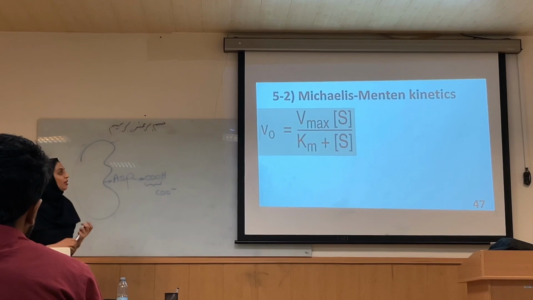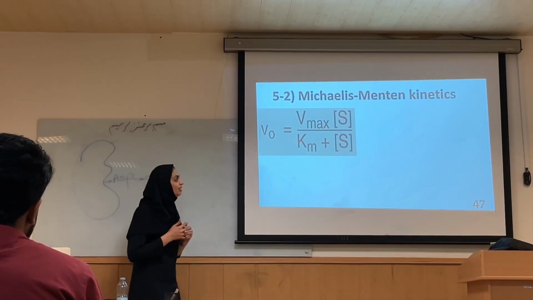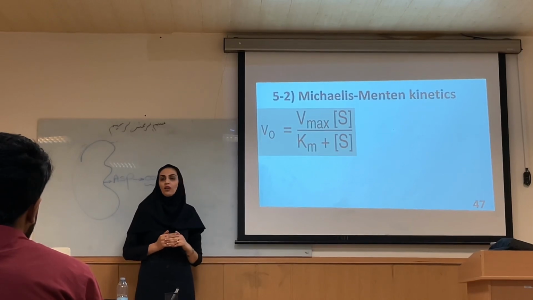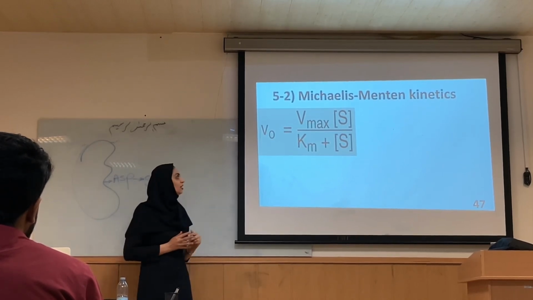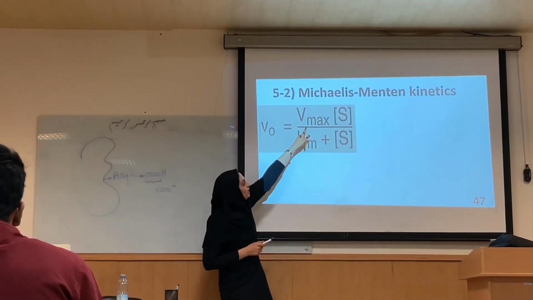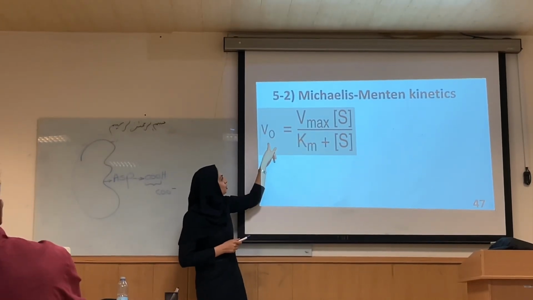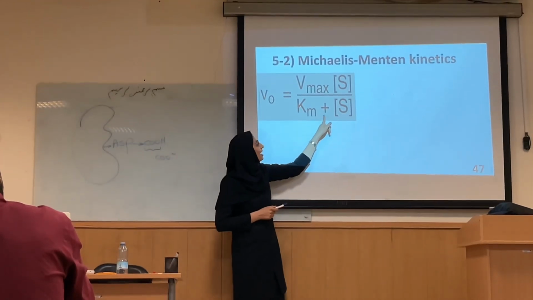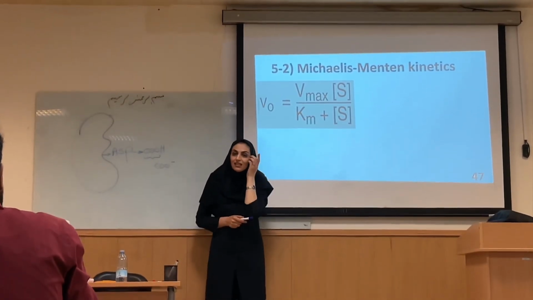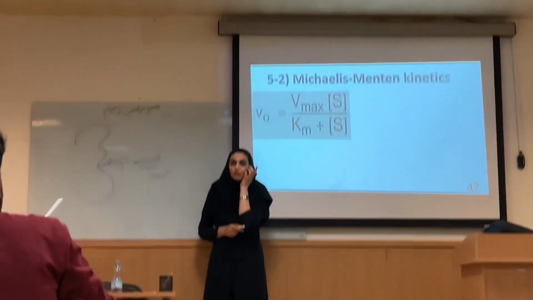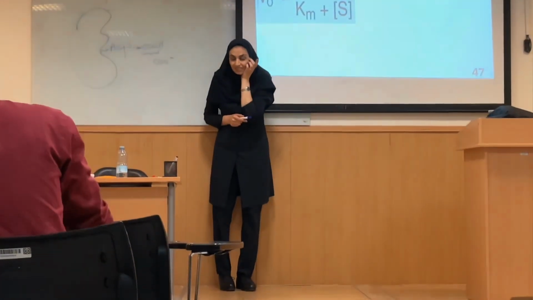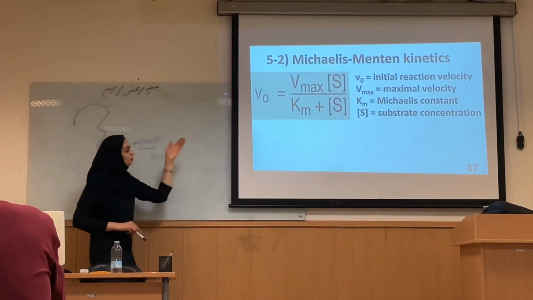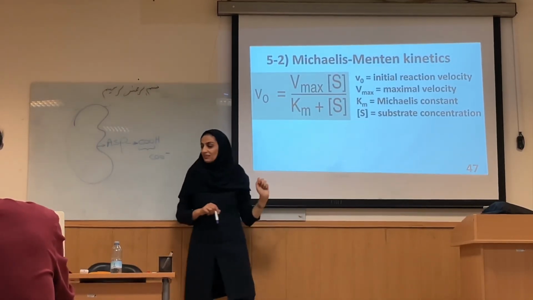Guys, you should memorize this formula for your final exam. Okay? This is the maximum velocity, Vmax. This is the initial velocity. This is the substrate concentration. And this is the Km, or constant of Michaelis-Menten. Half of the Vmax, right? Yeah, exactly.